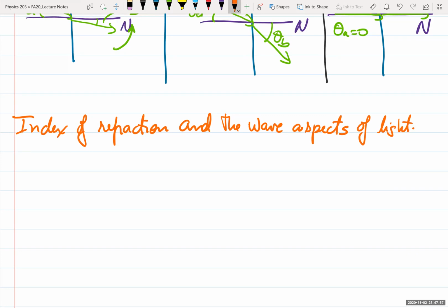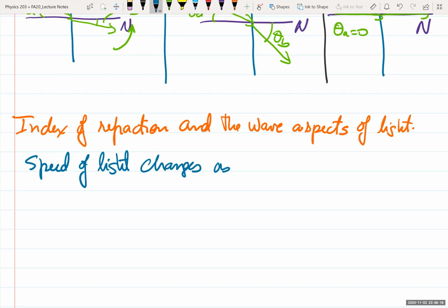When we look at the situation going from one material to another, we realize, as we discussed, that the speed of light changes as we go from one material to another.